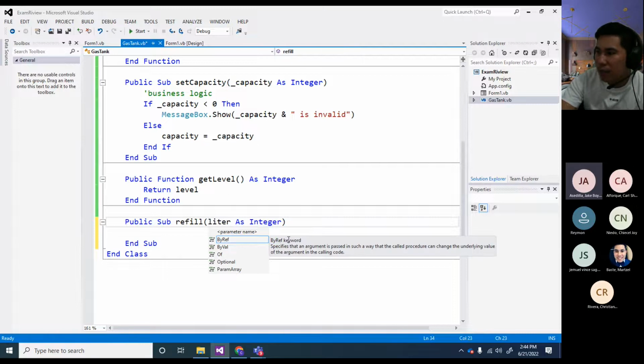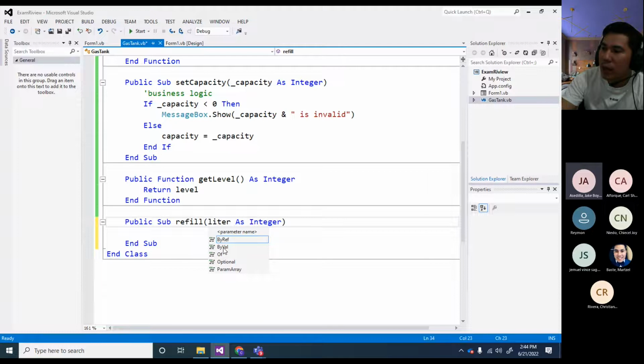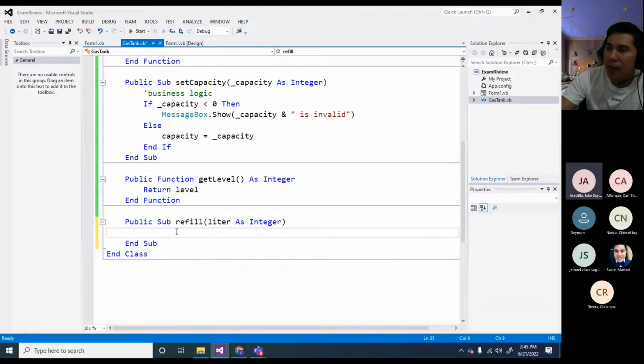ByRef specifies that an argument is passed in such a way that the called procedure can change the underlying value of the argument in the calling code, while ByVal is passed in such a way that the called procedure cannot change the underlying value of the argument in the calling code. By reference means you have two attributed values inside of your memory, and the change of the object will affect what's inside of your memory.